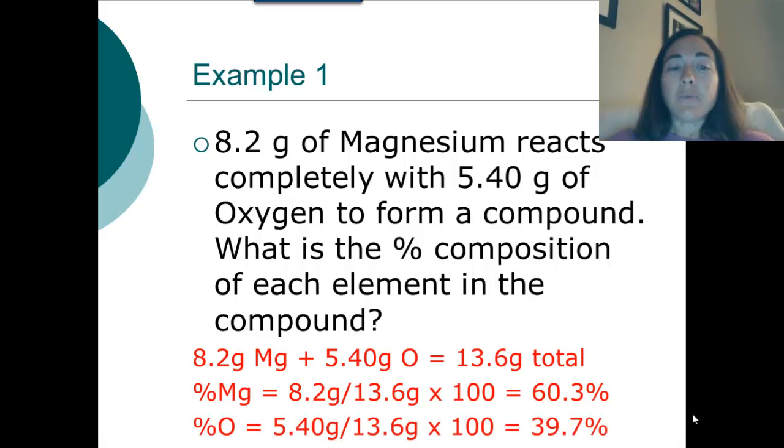Do the same thing with the oxygen. The 5.4 grams of oxygen that reacted out of 13.6 grams total mass times 100 to make it a percent is 39.7%. And just as a check, if you add those two percentages together, you do get 100%. So that's how you figure those out.